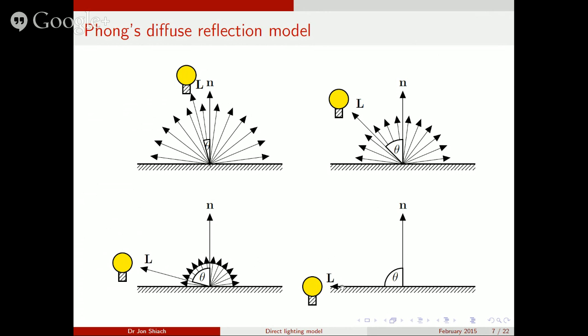If the angle between the light source vector and the normal vector is 90 degrees or more, light coming from this light source does not reflect off the surface at all, so there's no light reflected. If the light source is down here, of course there's not going to be any light reflected, because the light source is behind the surface, and that will be in shadow. So this is how we model diffuse reflection. The angle between the normal vector and the light source vector determines how much light gets reflected.